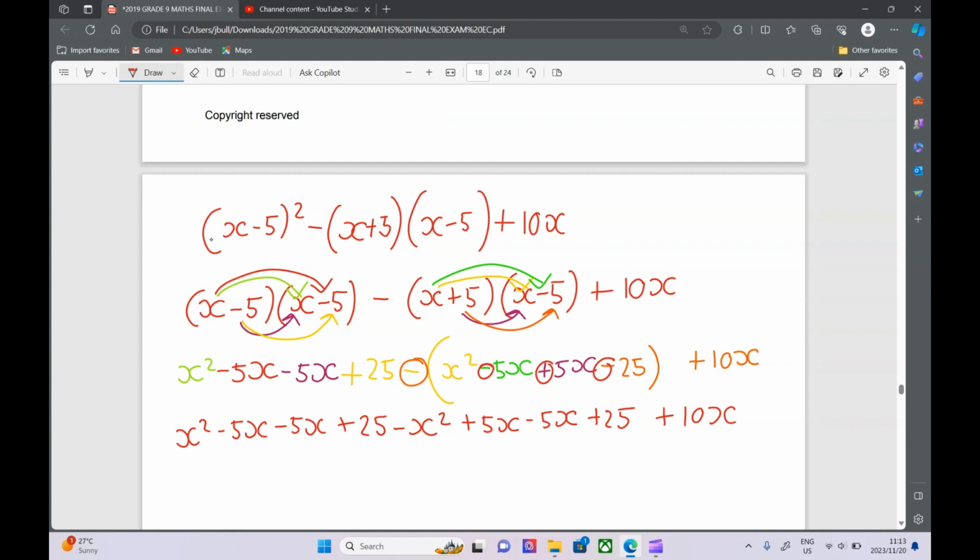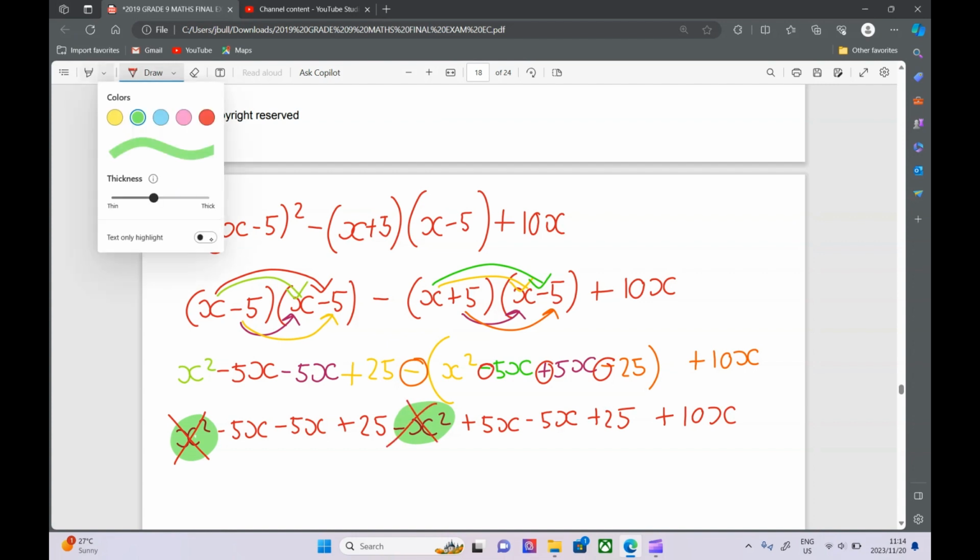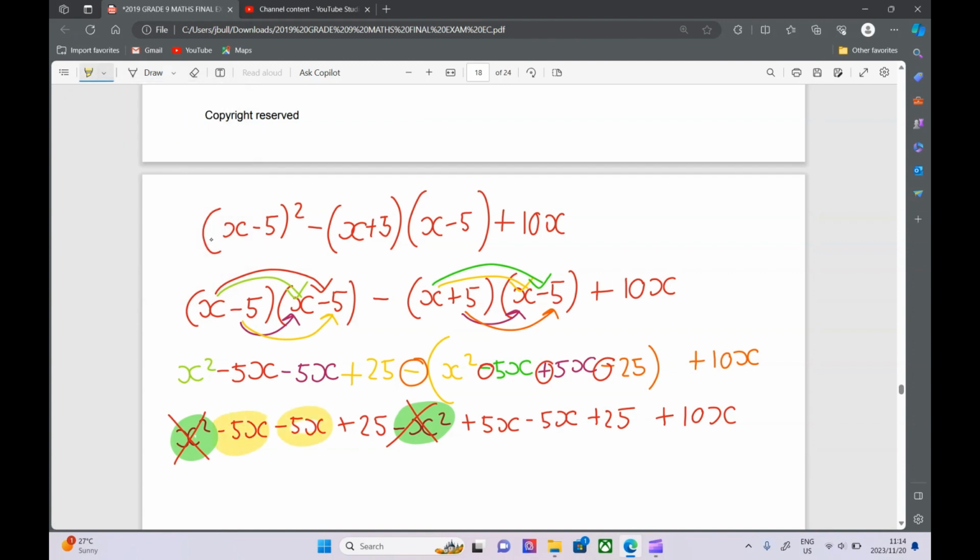Now what we can do is we just need to simplify. So I'm going to highlight all the terms that are the same. We've got an x squared here, a minus x squared there. Okay, that's all of our x squared terms. So x squared minus x squared means we actually have no x squared. We can just get rid of that because that cancels out. Let's check next. We have got minus 5x, minus 5x. So I'm doing all the x's now. Plus 5x, minus 5x, plus 10x.